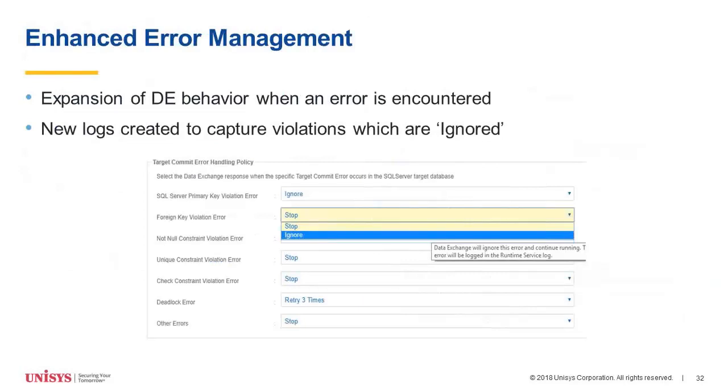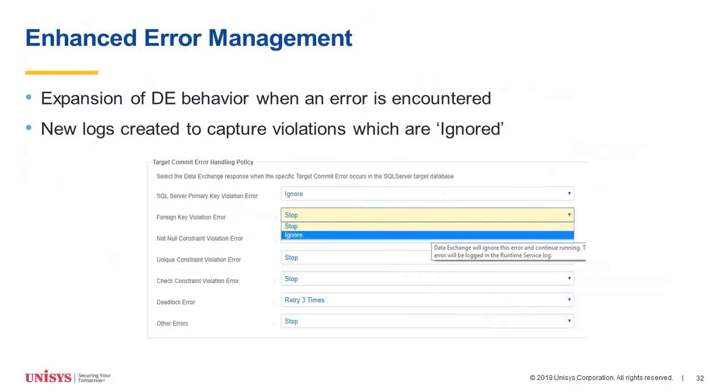Another request that has come to us that's implemented in 5.0 is an expansion of Data Exchange runtime behavior when an error is encountered. When you're writing to the targets, whether it's a primary key violation or a foreign key violation, you now get to specify whether to ignore the error and log it, or stop. And there are deadlock errors. There's all sorts of things like this that you now have a bit more control over.